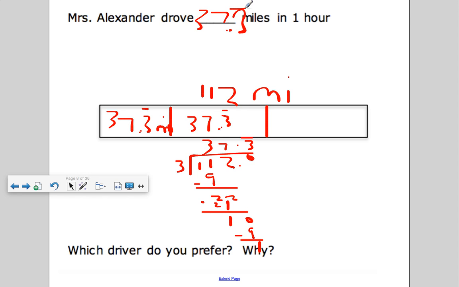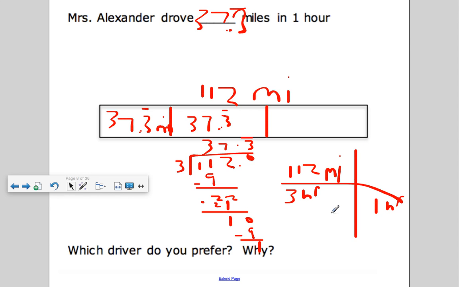Ugh, I would never want to be in that person's car. So again, if you do not like the bar model, I like the bar model, but if you do not, we set up a rate, 112 miles in 3 hours. I need to break it down into 1 hour. How do I break 3 hours to 1 hour? I divide by 3, and I get 37 and 3 repeating miles per hour.